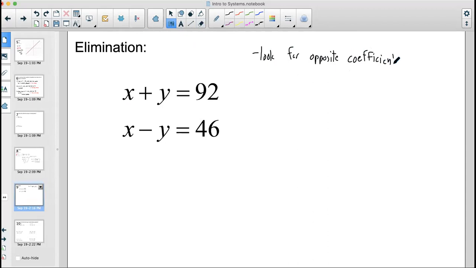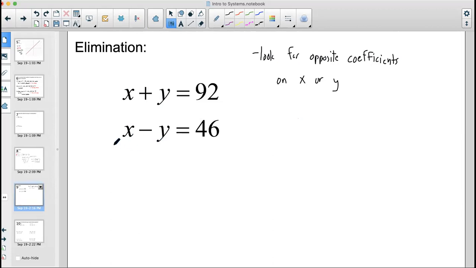Coefficients on X or Y. Either one works. Now I can see here the coefficient of X in both of these is 1. Those are not opposite, those are the same. But if I look at Y, the coefficient of this Y is +1, and the coefficient of this Y is -1. And so that's the situation. There's opposite coefficients on Y.